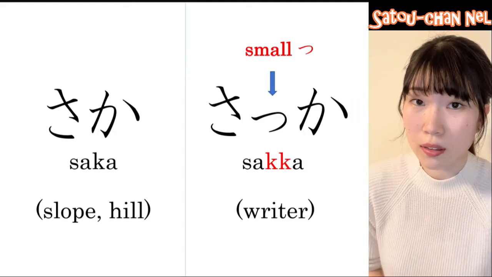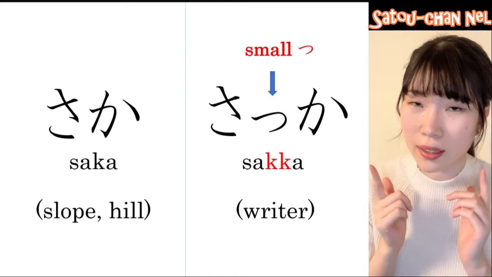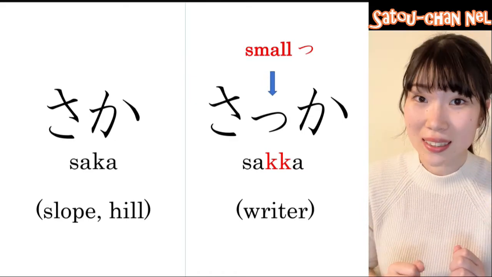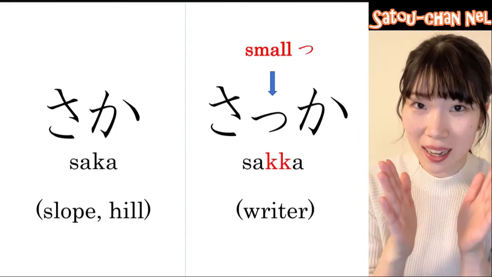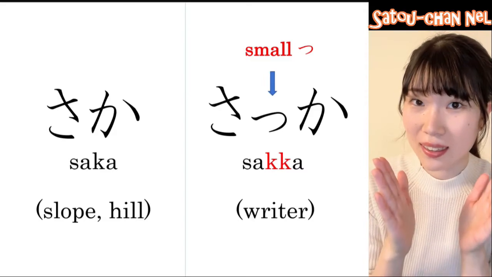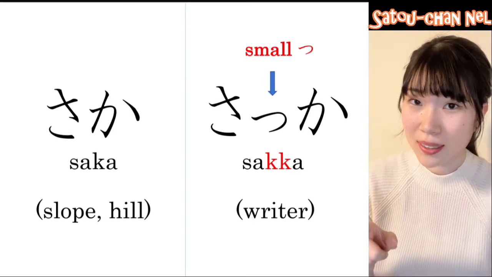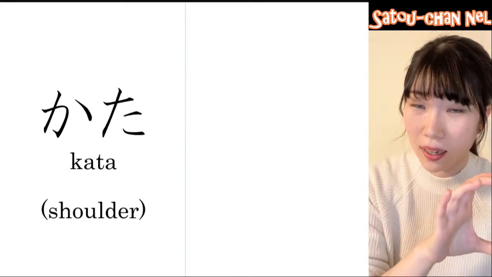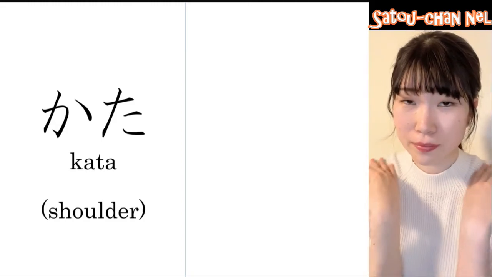Small tsu is like a pause. When you pronounce it, please think like you put a short pause between them. Sakka. This is the pause. Sakka. It's also called jumping or skipping sound. Kata, kata means shoulder.